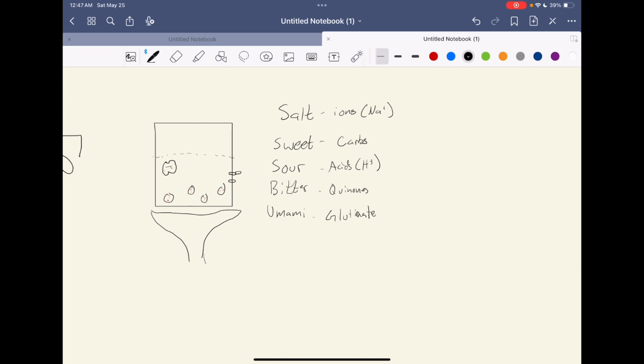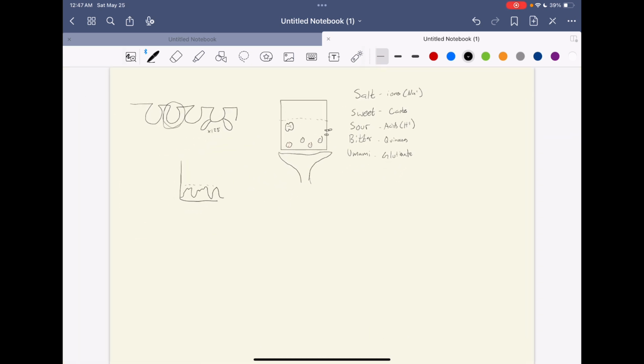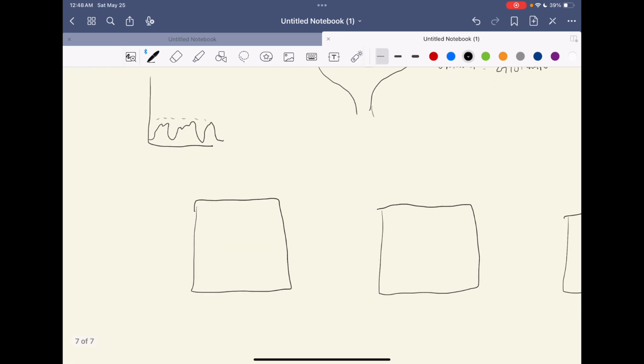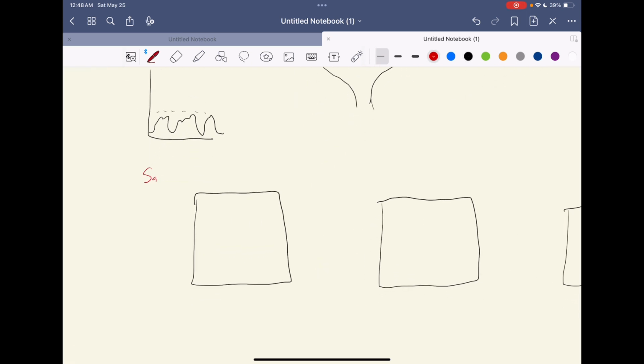So now we can talk about how these go through these taste cells and how we actually are able to perceive them as taste. So let me draw 3 more boxes here, and we'll talk about each one of them and how they're set up. We taste salt a little bit differently than everything else. We taste sour a little bit differently, and then we taste sweet, bitter, and umami approximately the same way. So we'll do a salt taste cell first.